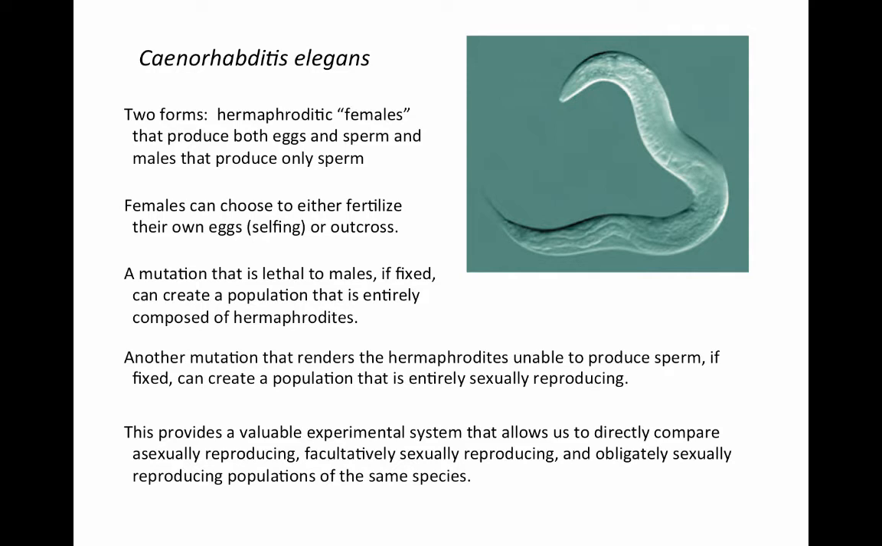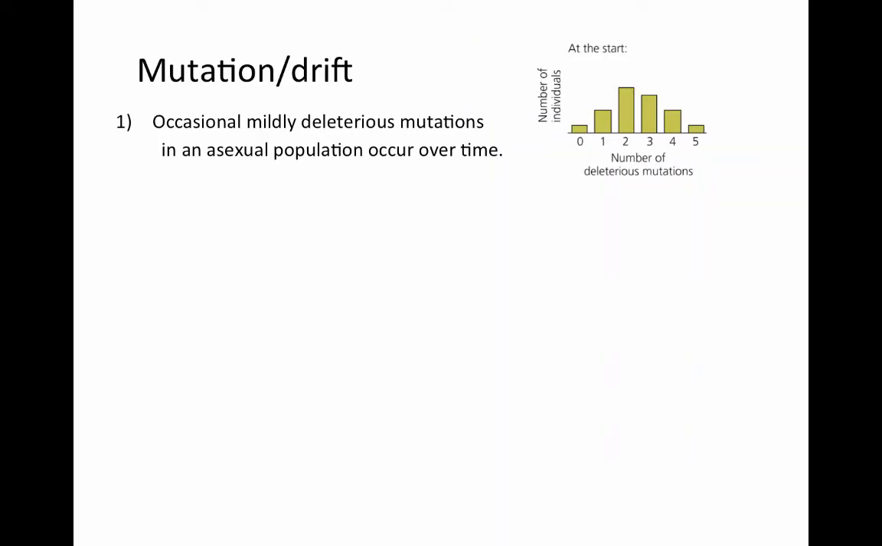So this is going to be really useful to us in looking at these different mechanisms that seem to favor sexual reproduction. So first, let's look at one of these mechanisms in the abstract. And so this is our mutation drift model. And let's start out with the assumption that occasional mildly deleterious mutations are going to occur over time in any population. So let's think particularly about an asexually reproducing population.